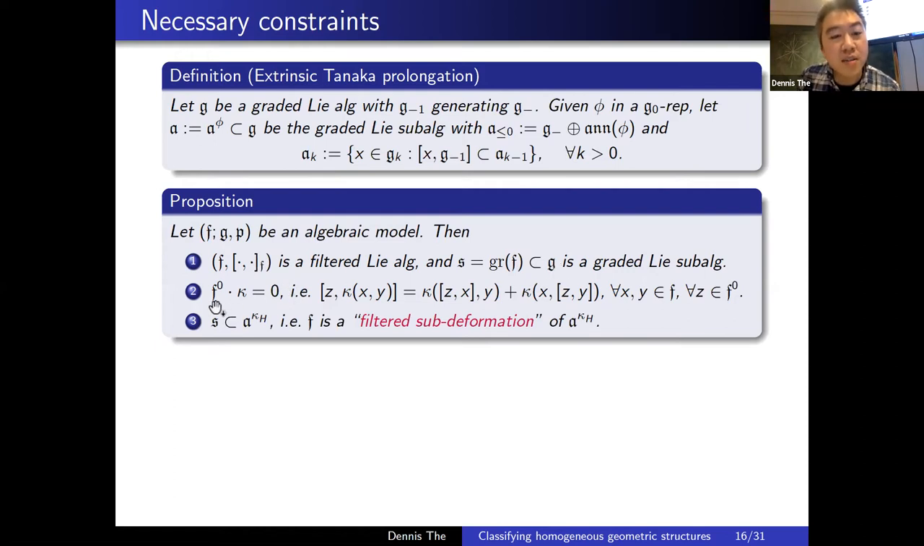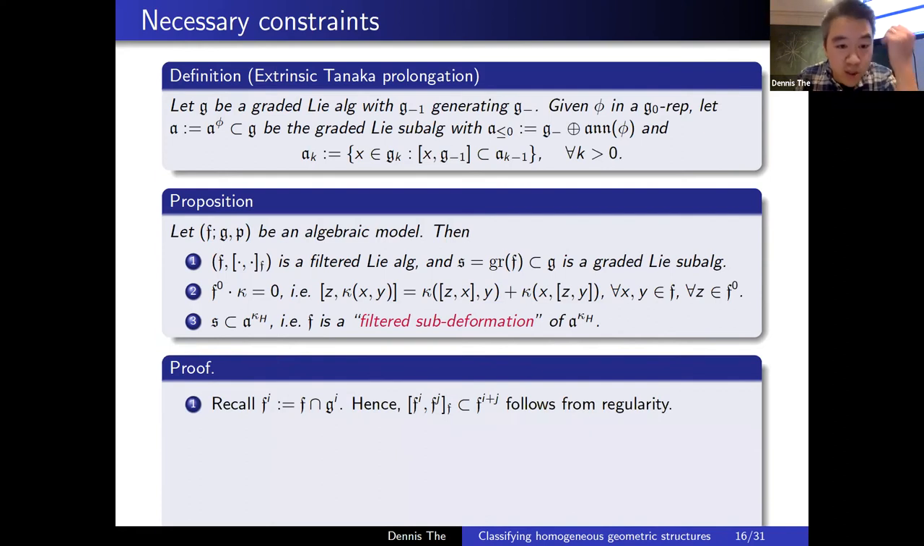Further constraints. We saw that F0 inserts trivially into kappa, but actually it also acts trivially on kappa. This is regarded as a two-cochain. You have this usual formula for how the action is, where the Z is coming from F0. And thirdly, and very importantly, is this last condition that the associated graded of F, this S, is a graded subspace of this A kappa H, this Tanaka prolongation. This is what I alluded to, this F being a filtered subdeformation of this Tanaka prolongation. Sub because in general it might be a subspace.